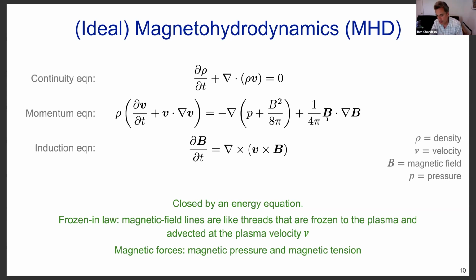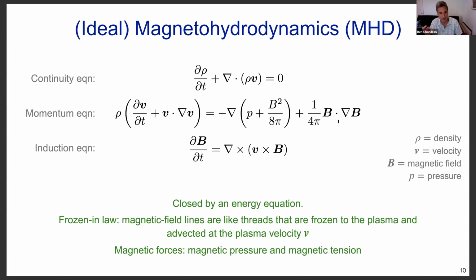That other term, the last term on the second equation on the right-hand side, the B dot grad B over 4 pi term, that's the magnetic tension term. And that's a force, the magnetic tension force, that arises when the magnetic field lines are curved. And it gives a force that acts to straighten out the magnetic field lines.